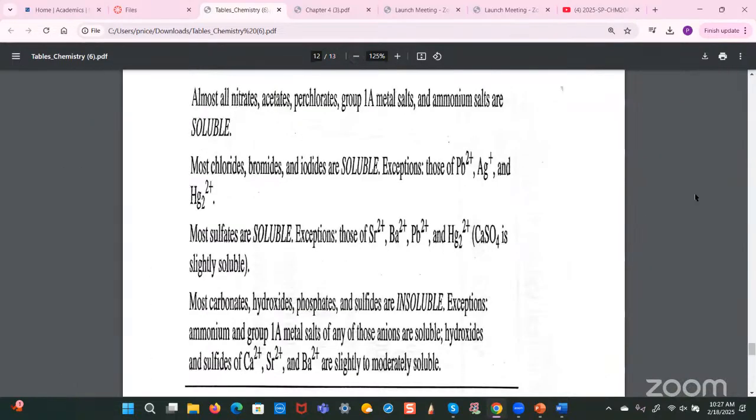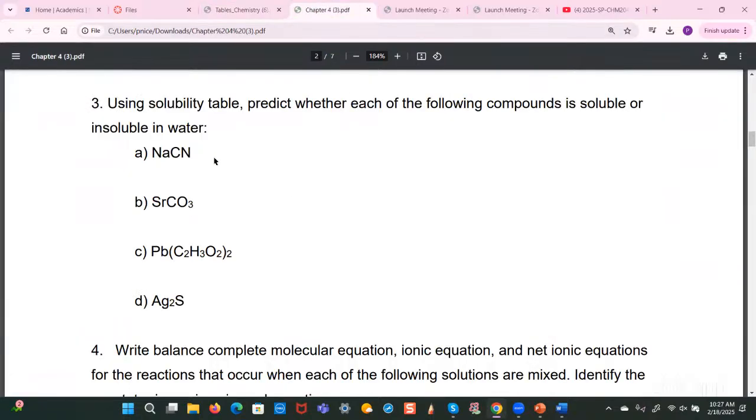Okay, so you're saying yes? Why? Because the group 1A metals. Exactly, group 1A metal salts are always soluble in water, and sodium is in group 1A, right? So the answer for sodium cyanide would be soluble. What about B, strontium carbonate?